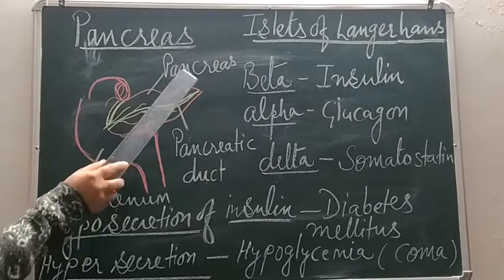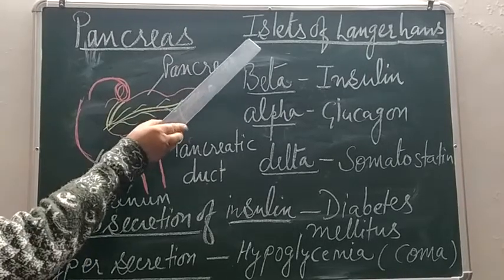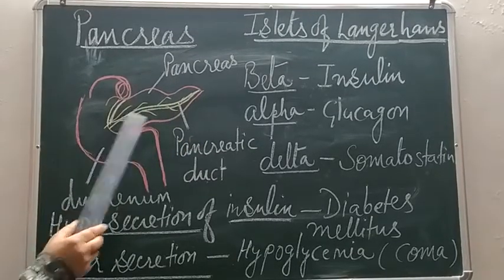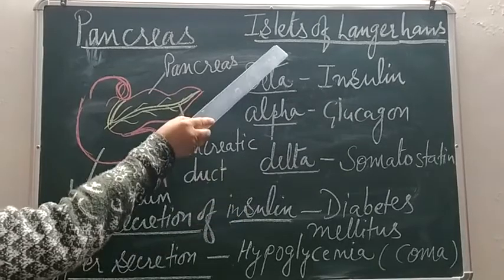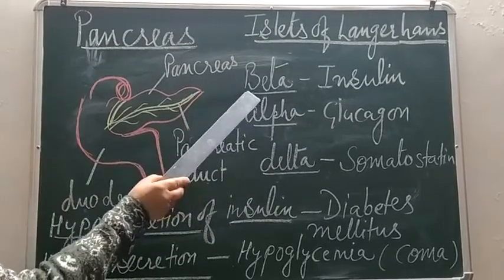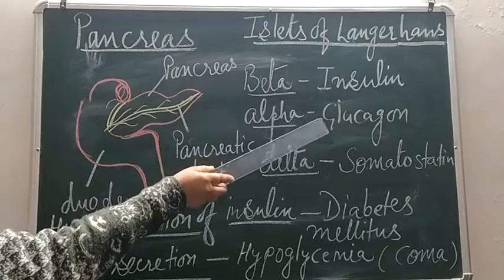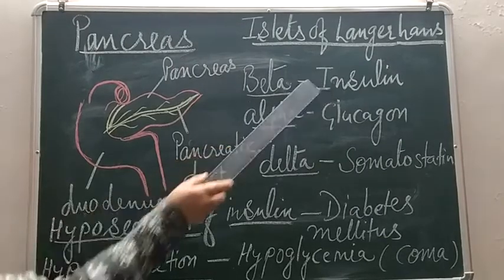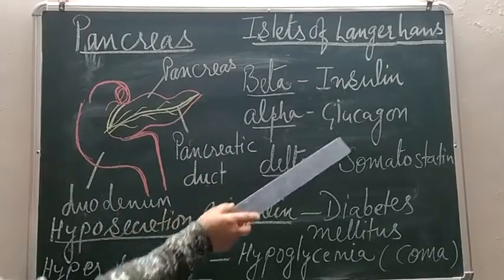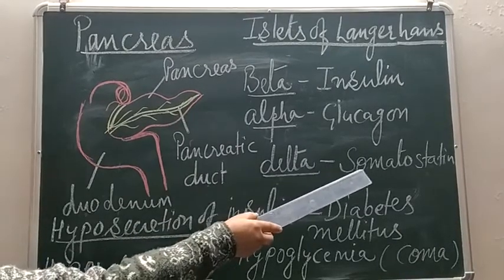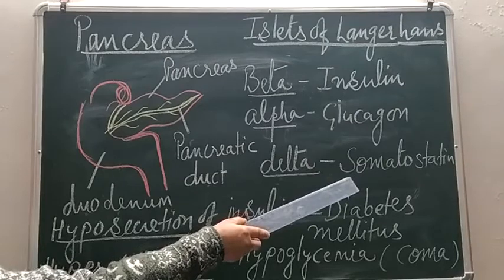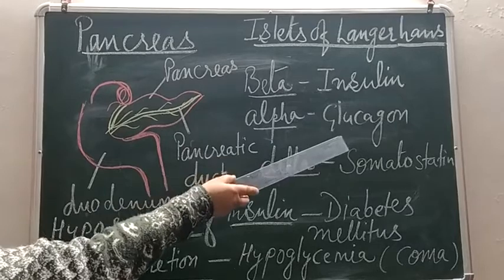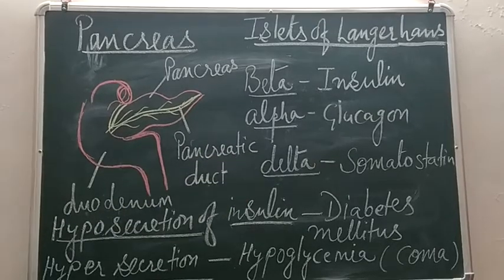Endocrine part, islets of Langerhans. These are special hormone-secreting cells of the pancreas, which secrete 3 hormones. 3 types of cells secrete 3 types of hormones. Beta cells secrete insulin hormone. Alpha cells secrete glucagon. And delta cells secrete somatostatin, which is not in your syllabus. So in your syllabus, only beta and alpha cells, that means insulin and glucagon, only these 2 hormones.